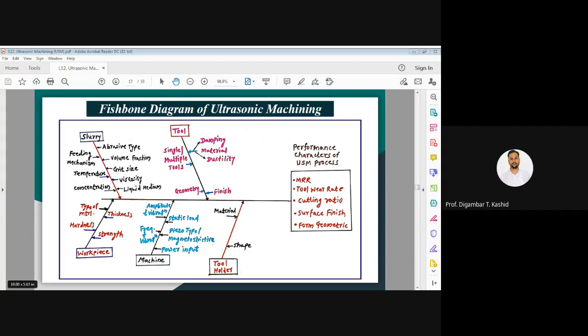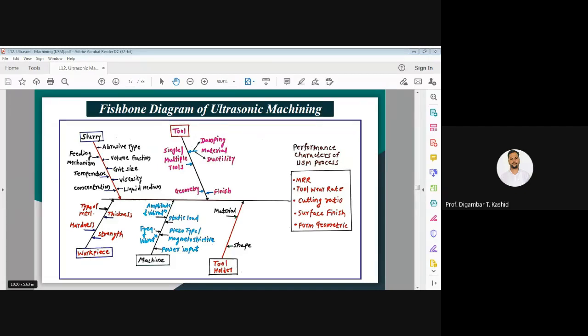Under slurry, the parameters which affect the performance of this USM process include the slurry feeding mechanism, then the temperature of the slurry, and the concentration of the slurry, or we can call it the concentration of abrasive particles in that slurry. Under slurry we have other parameters also. What is the abrasive type that you are using? So the type of abrasive also needs to be considered.